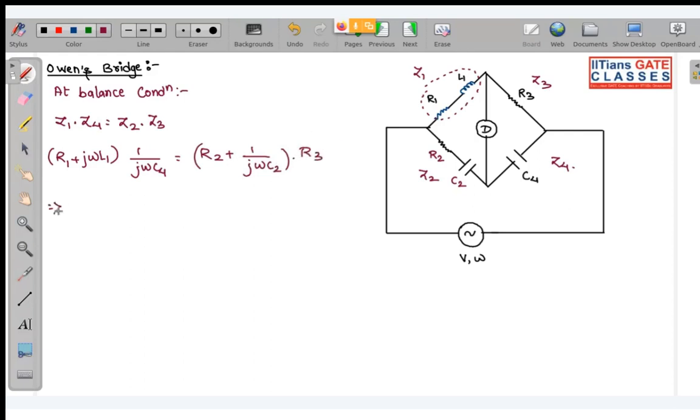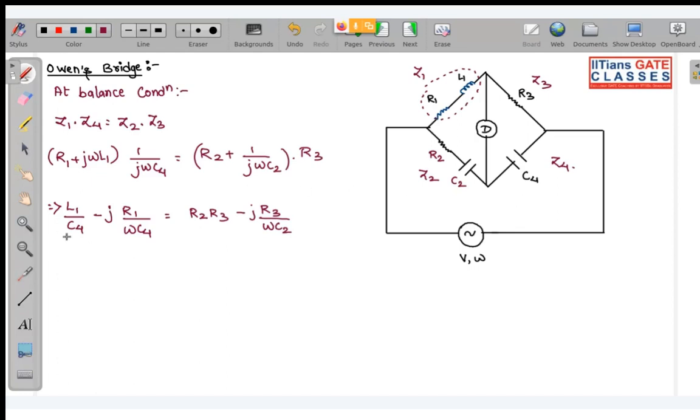Now if I expand this, what will I be getting? L1 by C4 minus J R1 by omega C4 is equal to R2 R3 minus J R3 by omega C2. See if this is clear or not. Okay, is it clear? So very simple thing. This bridge is very simple to do analysis.